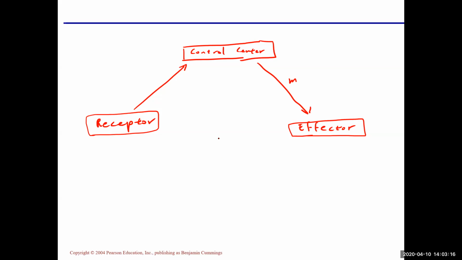Because we have control over the effectors, this is known as the somatic nervous system. The somatic nervous system is mostly involved in the things that we have control with. Now, what we're going to get at is we wanted to find out the differences between the somatic nervous system versus the autonomic nervous system.